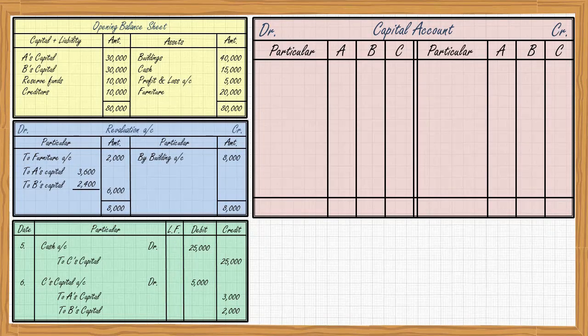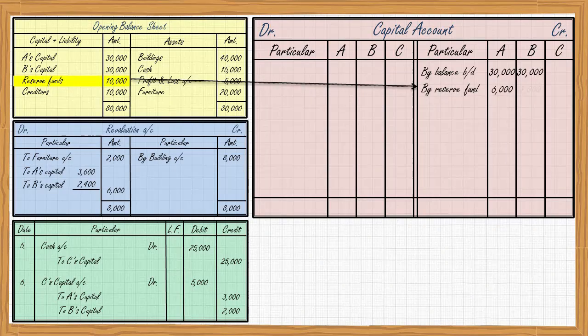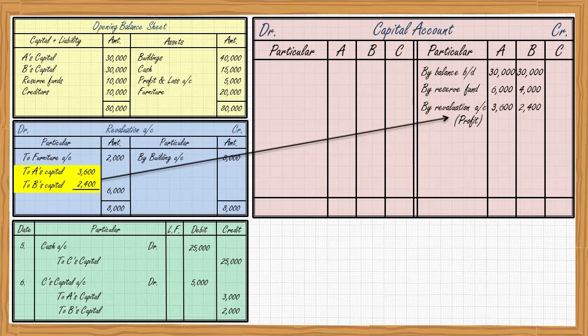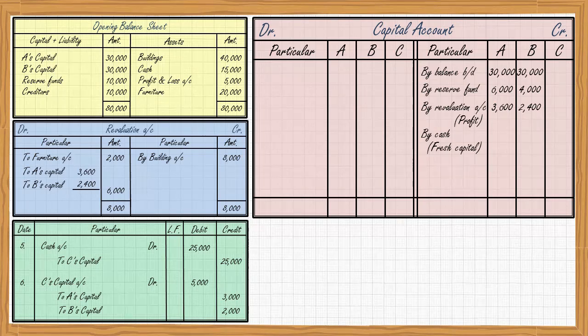So on credit side, these all plus items are placed on the credit side of capital account. So by balance b/d 30,000, 30,000. By reserve fund 6,000, 4,000. By revaluation, it was profit, you can write down, I think you must write down profit in the inner column, in the bracket, 3,600, 2,400. And then by cash. In the inner column you should write down fresh capital, and in C's column you should write down 25,000 rupees, because he has brought 25,000 rupees.